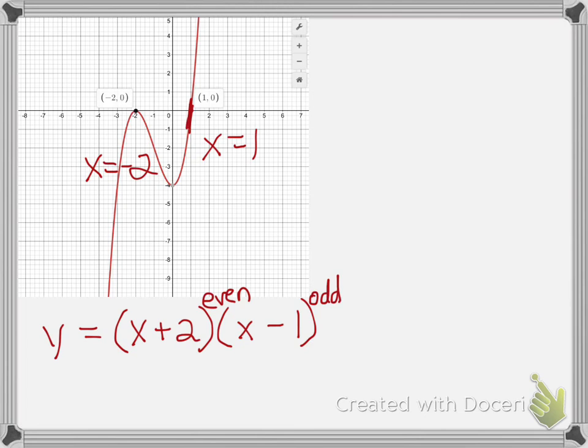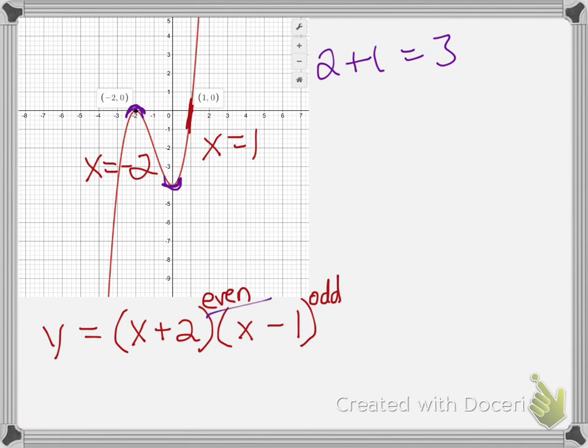So now I'm going to count the number of turning points I have and add 1 to know what my highest degree is going to be. I have 1, 2 turning points. So 2 plus 1 equals 3. My highest degree is going to be 3.